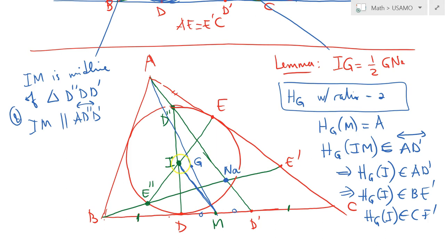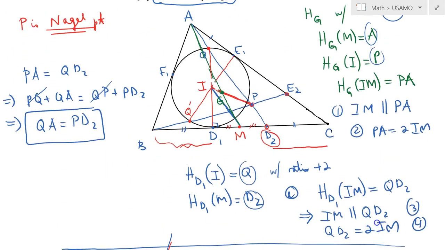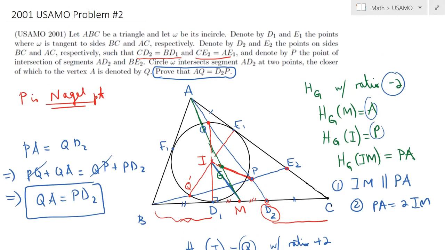And moreover, G has a special location. It is on this line connecting I and the Nagel point, and furthermore 2IG is equal to GA due to the dilation, right? So the distance here is x, and you can call this guy 2x as well. That's basically the lemma, and I hope you enjoyed it. The main problem was USAMO 2001 problem number 2, and I hope to see you in our next video.